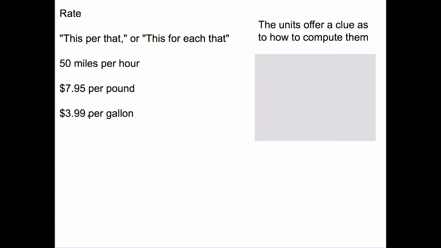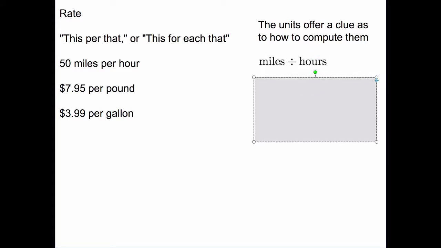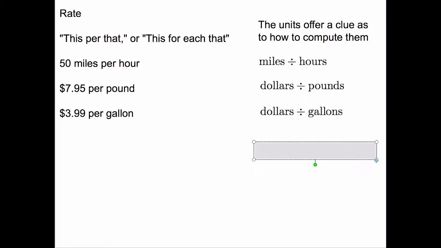In each one of these cases, the units tell us how we calculate a rate. Miles per hour means miles divided by hours. So we take the number of miles, in the case before 200, and divide it by the number of hours. Miles per hour, miles divided by hours. Same for the second problem. We took the number of dollars divided by pounds, dollars per pound. And in the last one, dollars divided by gallons, dollars per gallon.